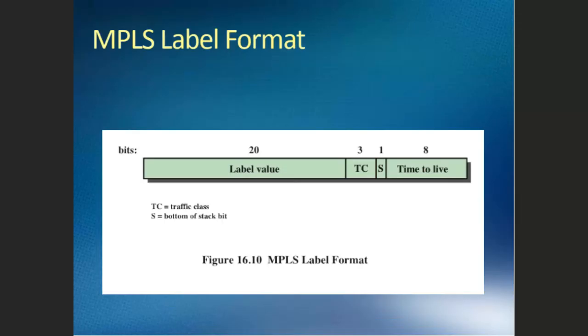This is the MPLS label format. So we have the time to live. S is the bottom of the stack bit. TC is the traffic class. And then we have the label value. Okay, so this is the MPLS label format.